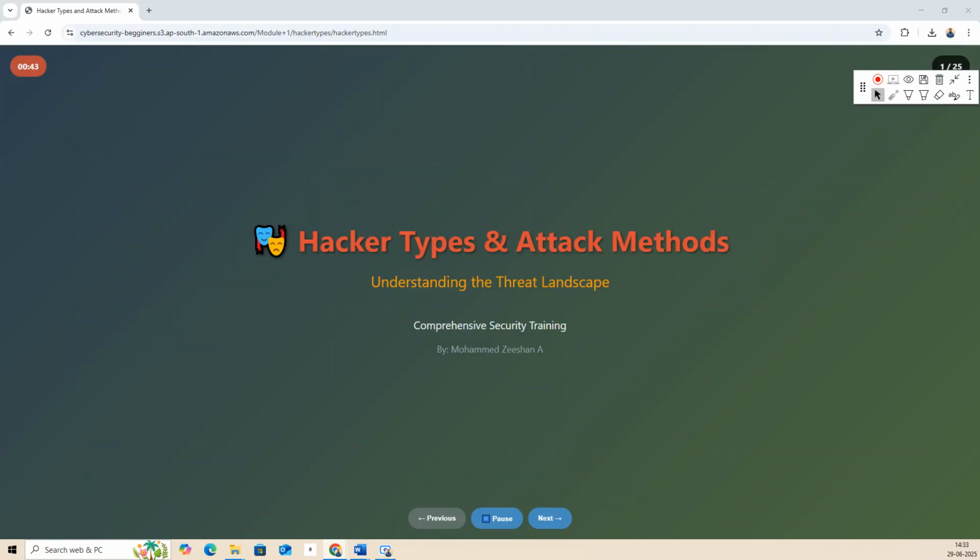defend against them. But here's what makes today's session different from typical security presentations. We are not just going to talk theory. I'm going to share real world attack scenarios, actual case studies where millions of dollars were lost, and show you exactly how these attacks unfold step by step. So let's dive right in and see what we are up against.